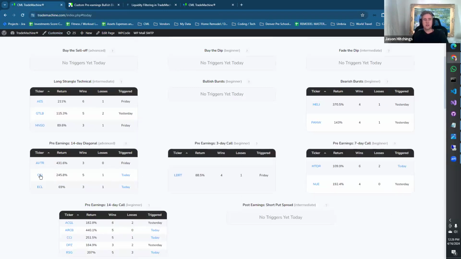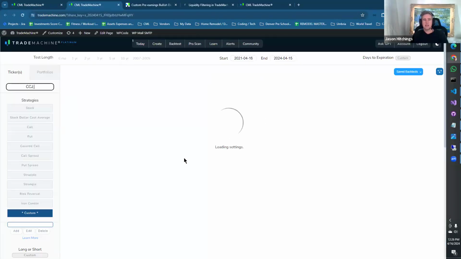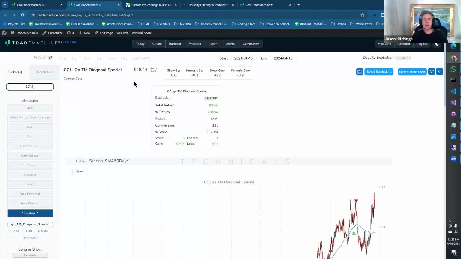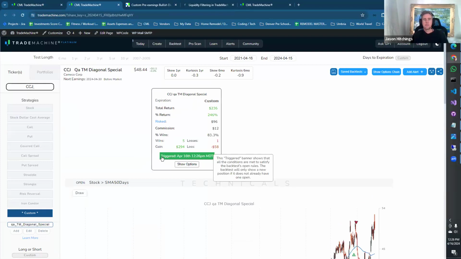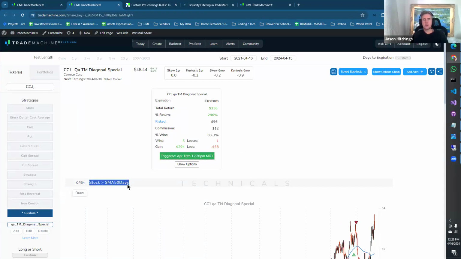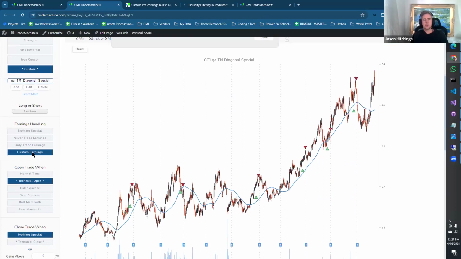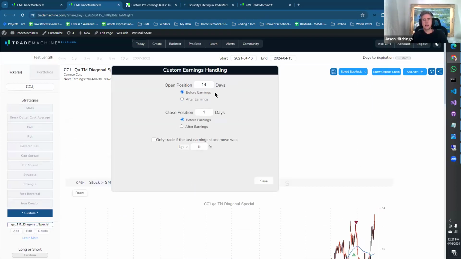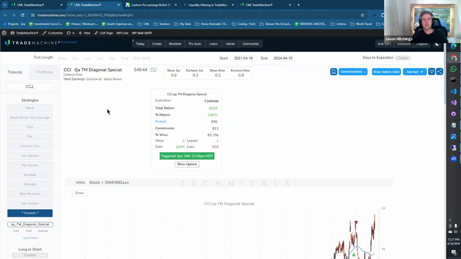And then if you click the ticker, it's going to open up that backtest and you can take a look at how that has performed historically. And if this little green flag is here and it says triggered and it's green, that means it's still active. So in this case, the technical condition is that the stock has to be greater than the 50-day moving average. And then there are some earnings rules, and it says that it's going to open 14 days before earnings. So you can see that the next earnings here is April 30th.